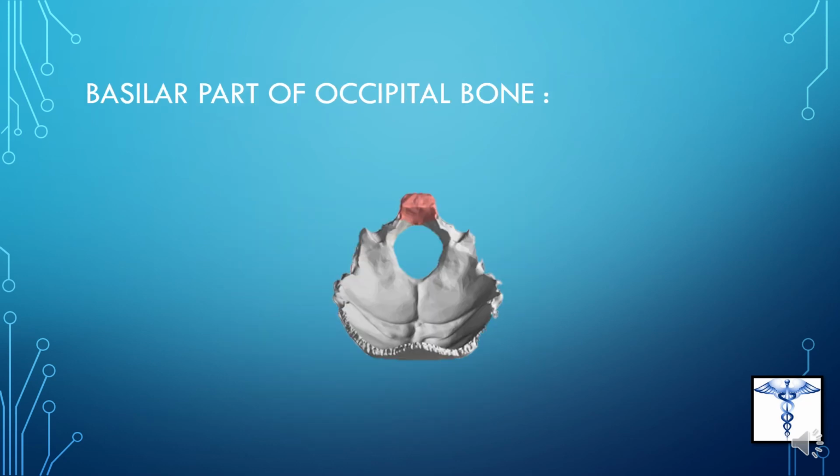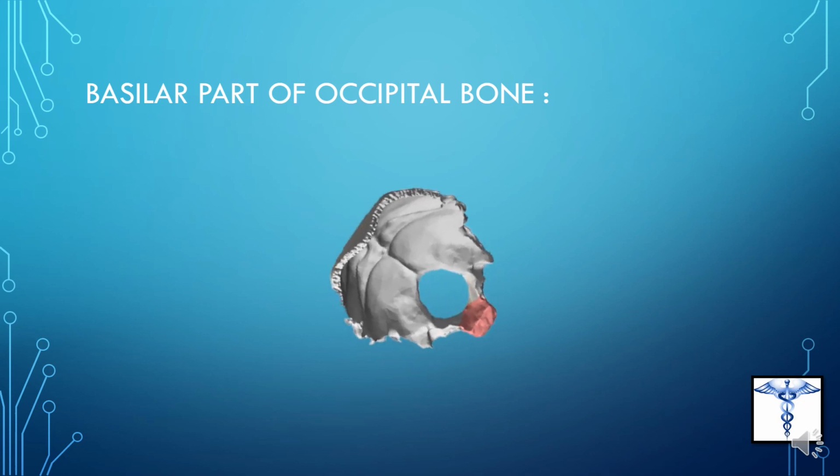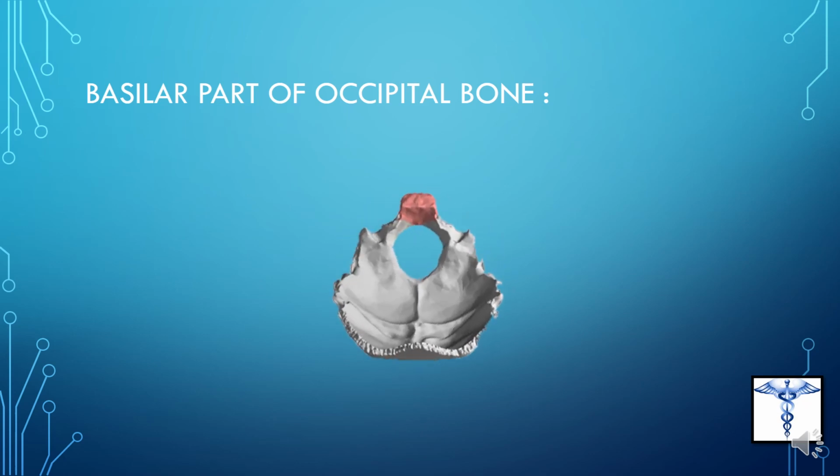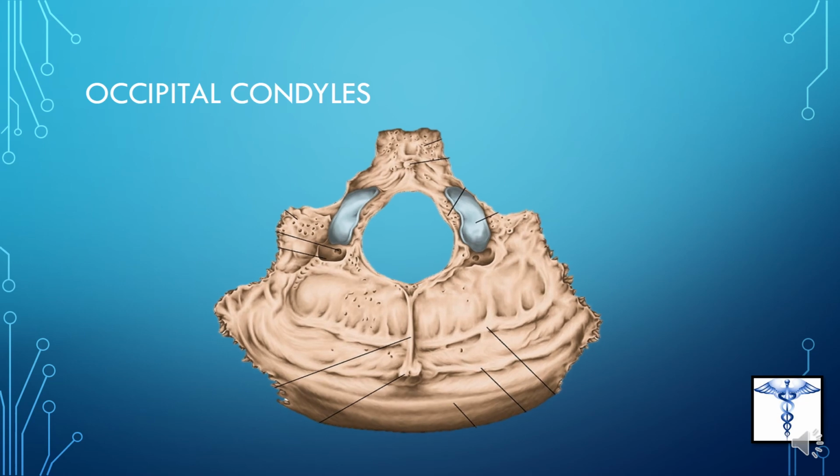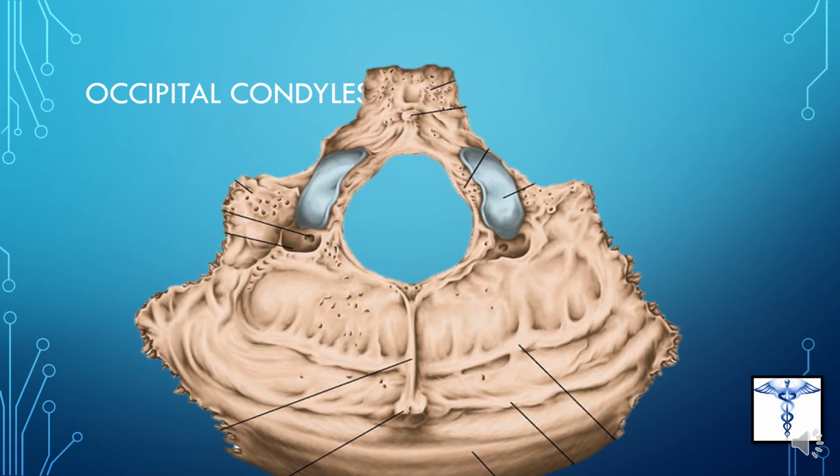This is the basilar part of occipital bone. The basilar, condylar and squamous parts of occipital bone form the floor of the posterior cranial fossa. This is the external occipital protuberance. These are the two nuchal lines, the superior nuchal line and the inferior nuchal line.